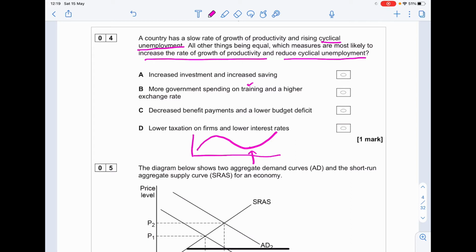If we have lower tax on firms, that means firms have more money which they can then spend on training the workers or investing in new technology.